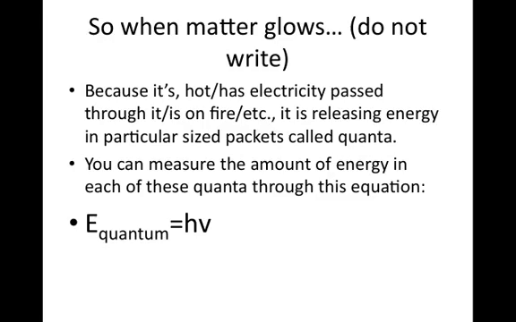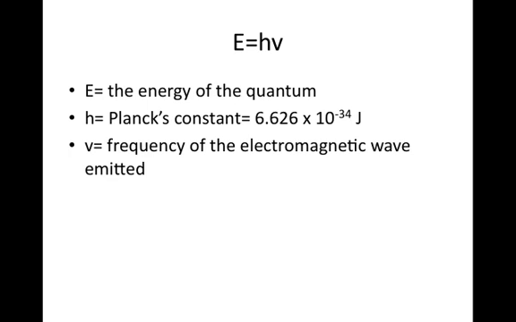All right, so when matter glows, because it's hot, has electricity pass through it, is on fire, etc., it is releasing energy in particular sized packets called quanta, because those are the only ones that they can release, because they fall down from specific levels. You can measure the amount of energy in each of these quanta through this equation. The energy of a quantum equals hv. All right, the E equals the energy of the quantum.